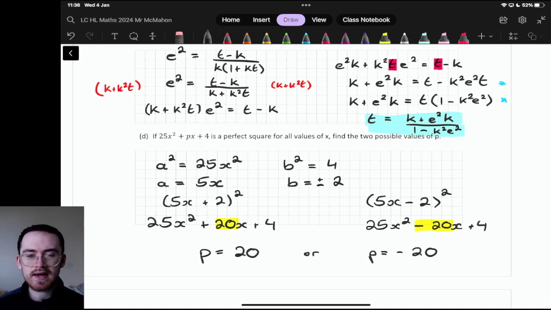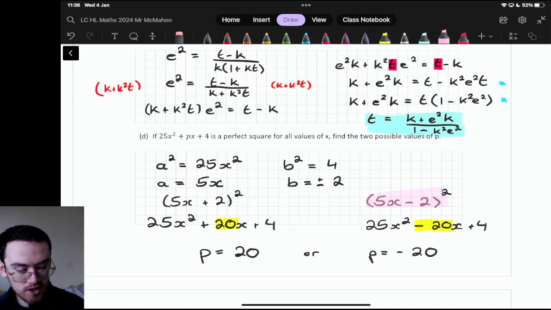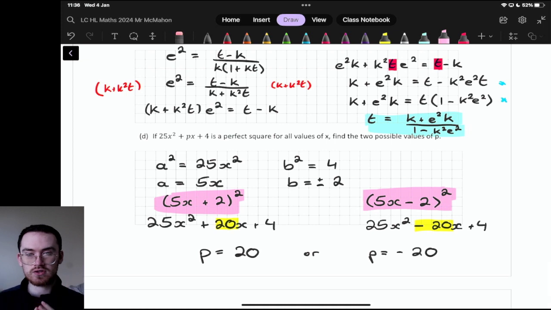Okay, the key thing there, I suppose, is these two brackets here. So remembering that a perfect square is a quadratic expression that can be written in this form of 5x plus 2 all squared, and when you multiply it out you get your quadratic. Identifying, I suppose, that if there's going to be two different values for this p in the middle, then it's going to come from that second number being a different sign, so that we can still get that 4 at the end. And that's what we were doing at the start.